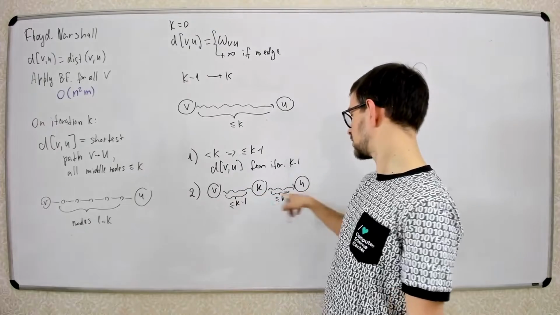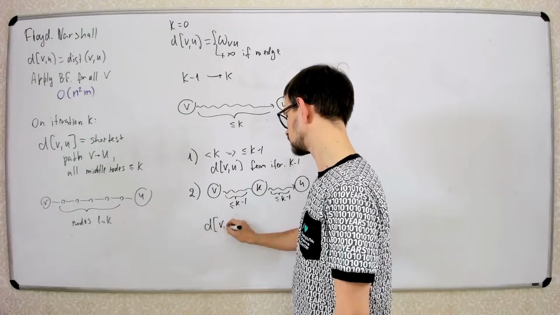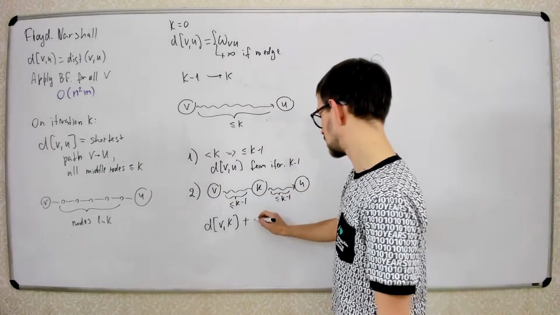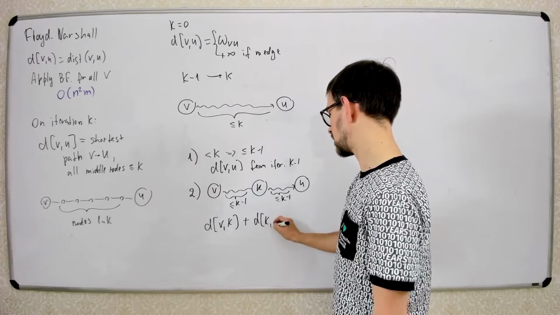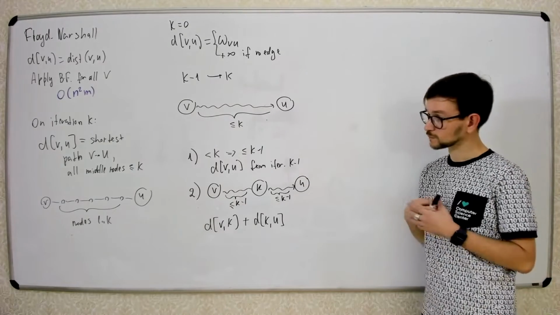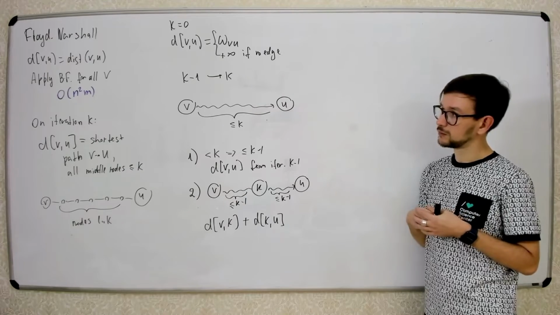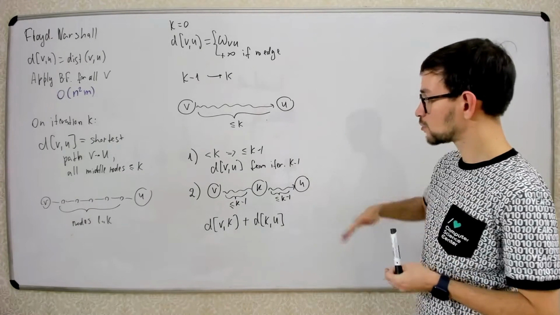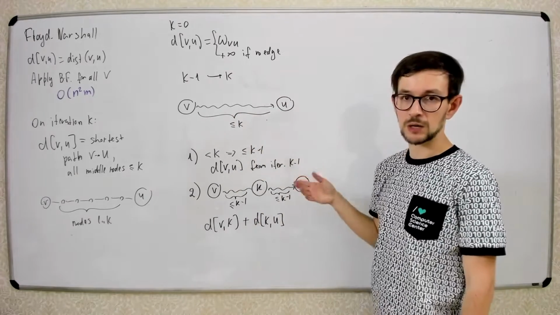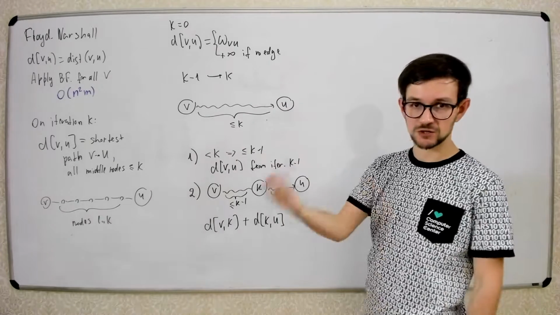So now the distance from here to here will be the shortest path from v to k plus the shortest path from k to u, like this. That's all. That's the whole idea. Now we just apply this operation to all pairs of vertices, and we will have the correct values for the next iteration.